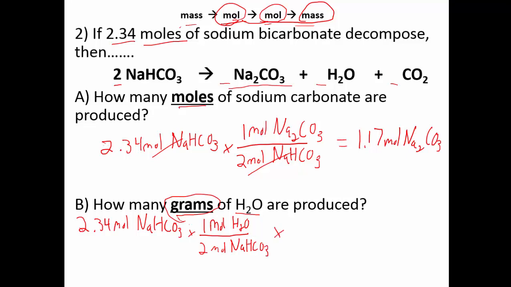And now we want to go for moles of water, 1 mole always over its mass on the periodic table, 2 hydrogens and 1 oxygen, gets us to 18.02 grams of water. Numbers on top multiplied, divided by the numbers on bottom, so we can cancel out, leaving us with grams. In this case, we get about 21.1 grams of water being produced if we started with 2.34 moles of sodium bicarbonate.